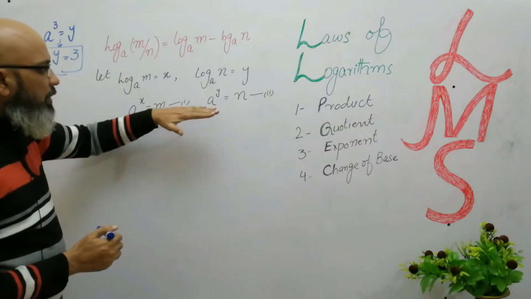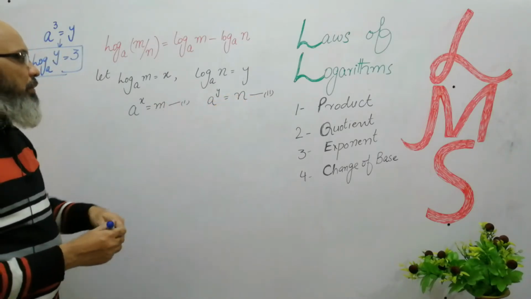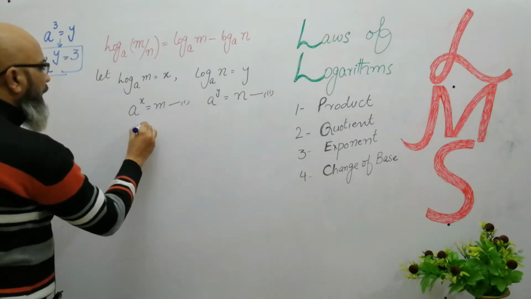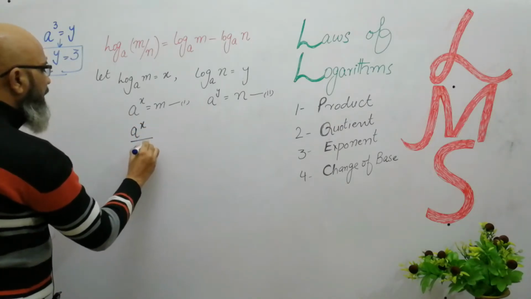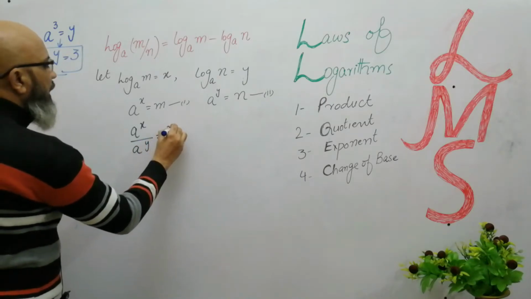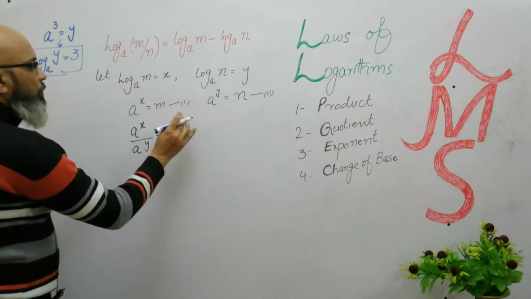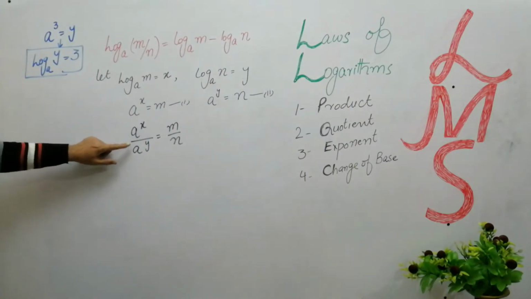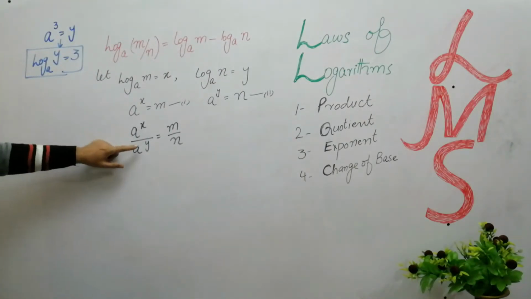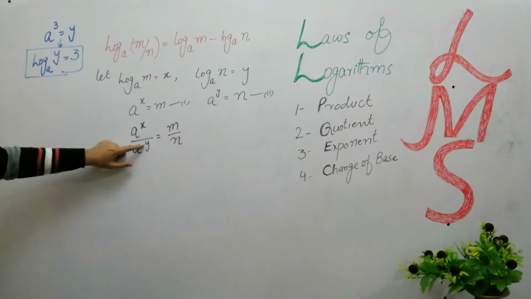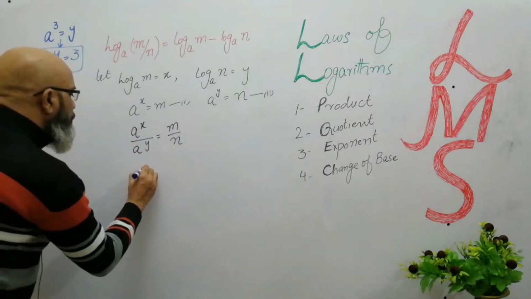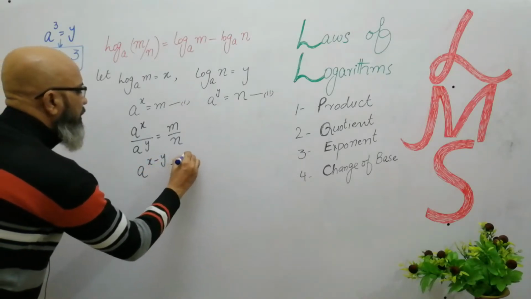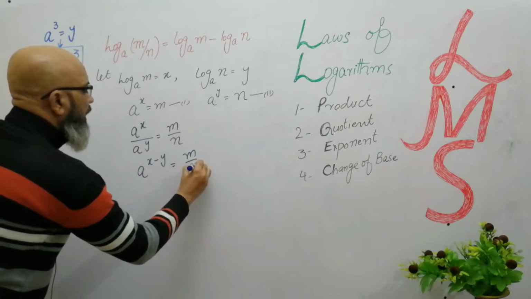अब हम equation 1 को equation 2 से divide करेंगे. So what will we get? A raised to power x divided by a raised to power y is equal to m over n. We divided this equation by this one. So when we move this to the numerator, the sign of the power is changed. So we will get a raised to power x minus y, that is equal to m over n.